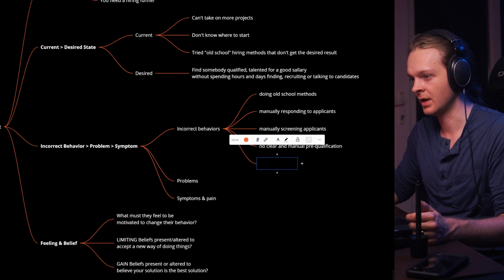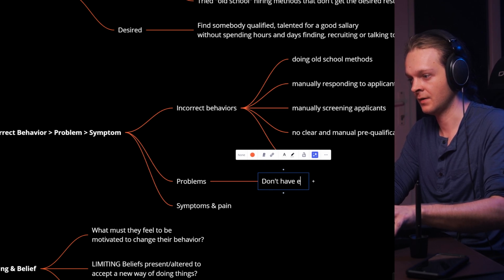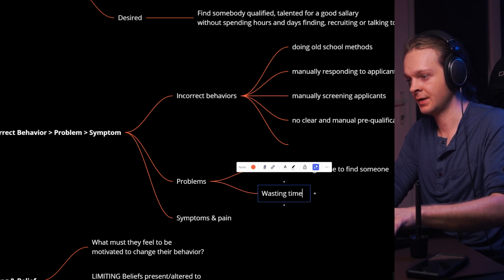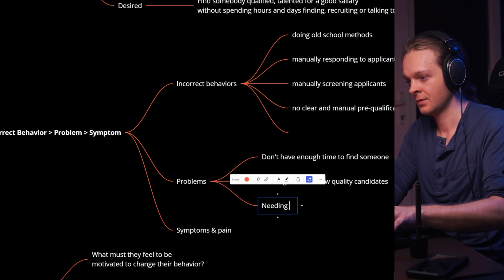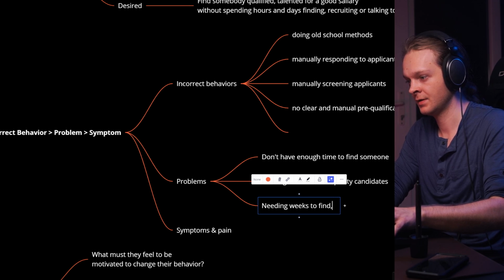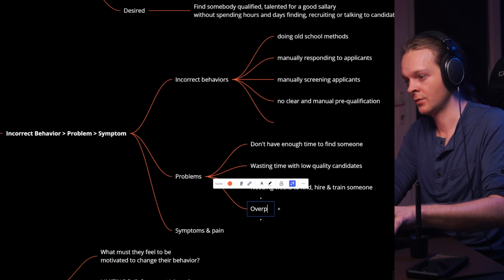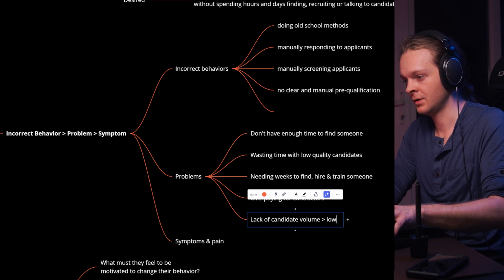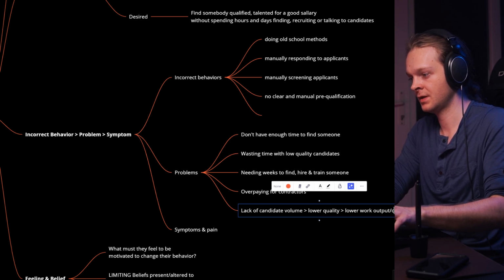And that's some of the incorrect behaviors that they're doing, and because of that they've got these problems. Don't have enough time to find someone, wasting time with low quality candidates, needing weeks to find, hire and train someone, overpaying for contractors, lack of candidate volume, lower quality, lower work output and quality.